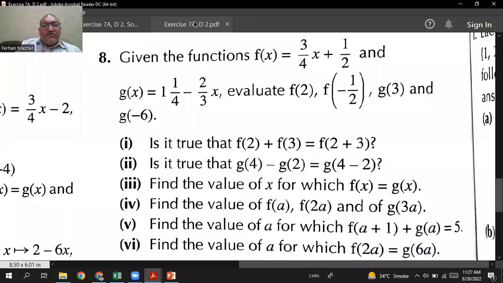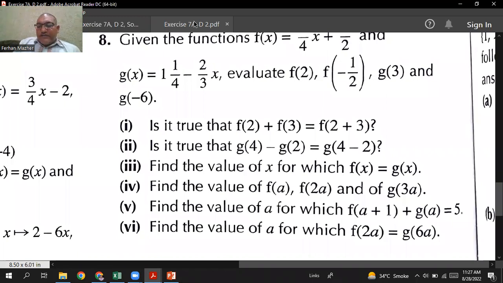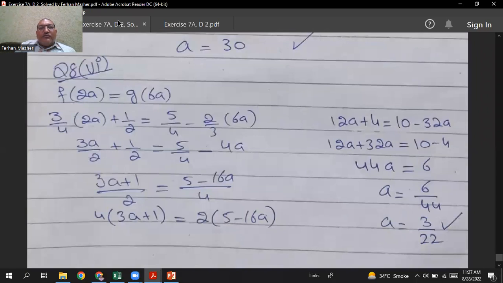Now we are going to the next question. We have question number 8 and its sixth part, and you can see find the value of a for which f of 2a is equal to g of 6a. Okay. So f of 2a is equal to g of 6a.